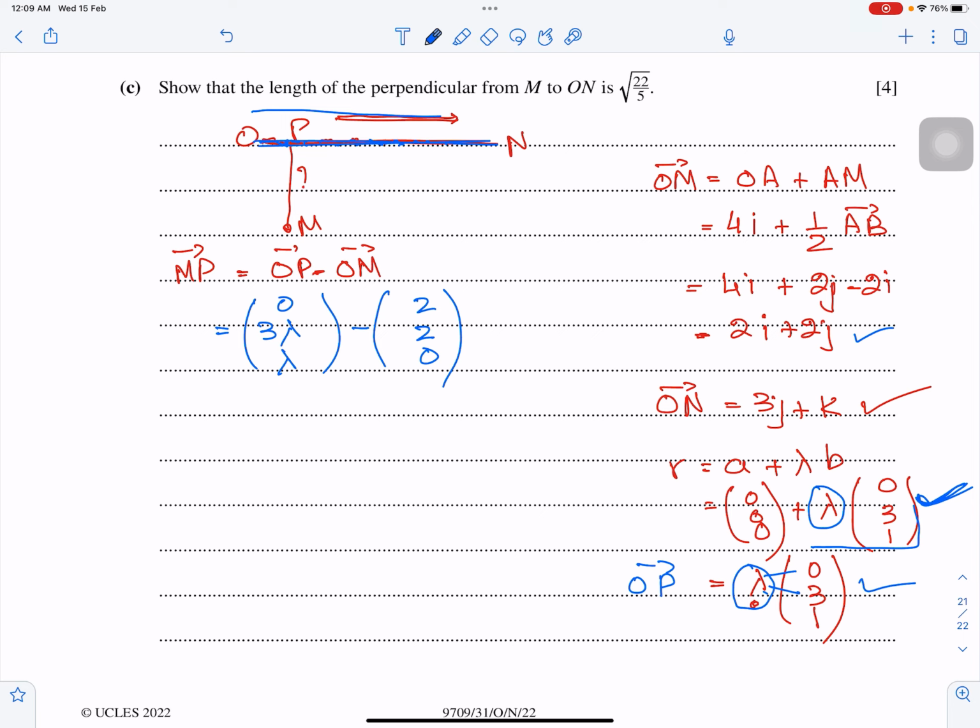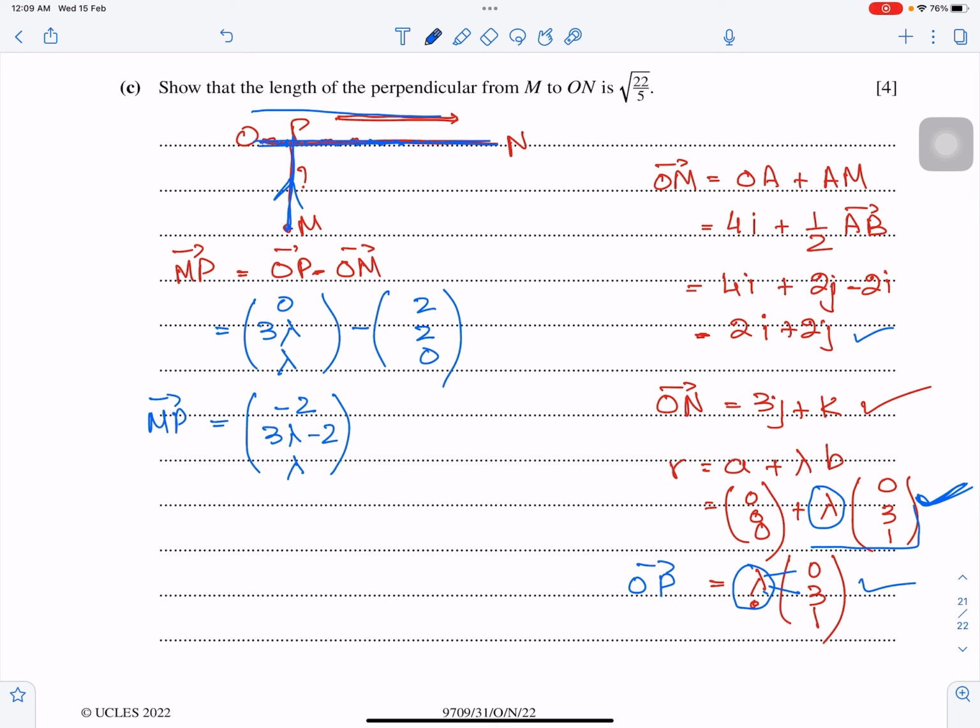Okay, so now I will simplify it. 0 minus 2 is minus 2, 3 lambda minus 2, lambda minus 0. So I got MP. Still, if you have confusion, you can write in the comment box, and then I will explain it to you again. Now I have this MP. We have to find out the value of lambda.